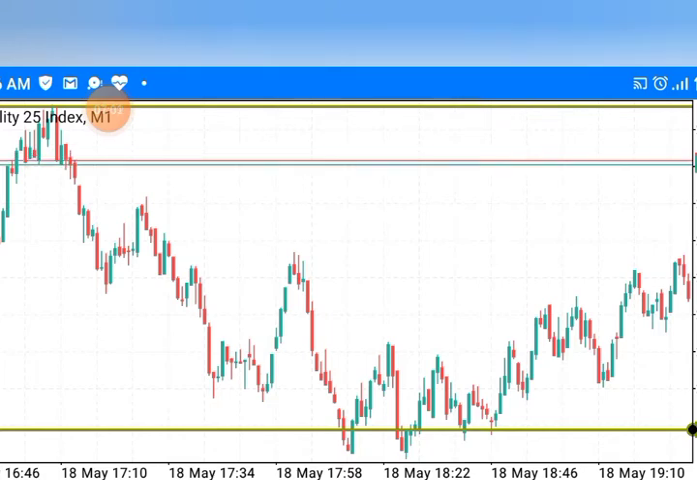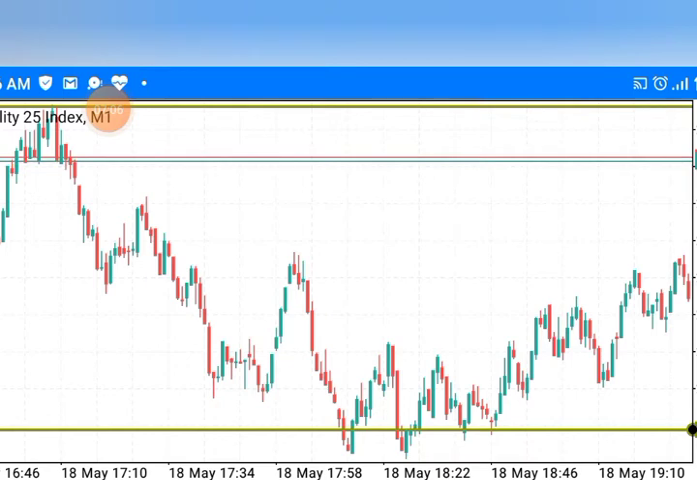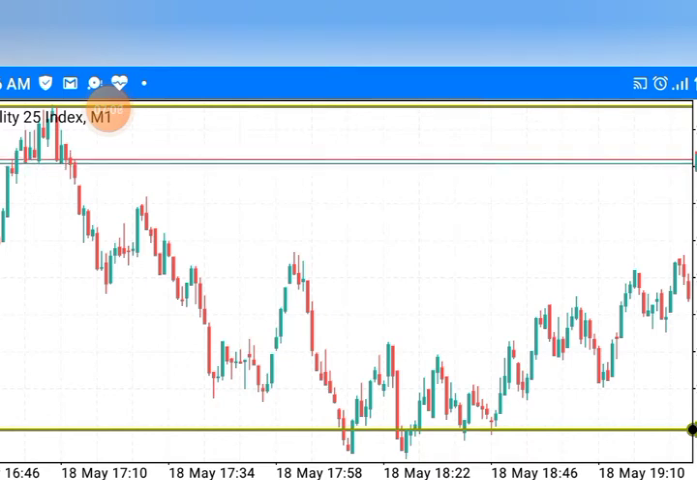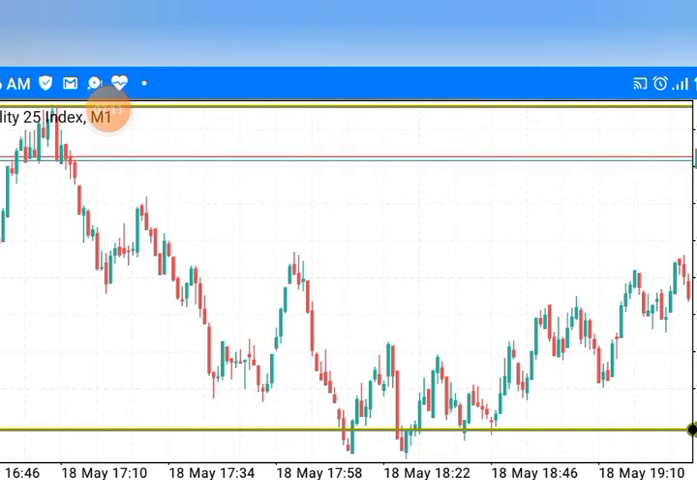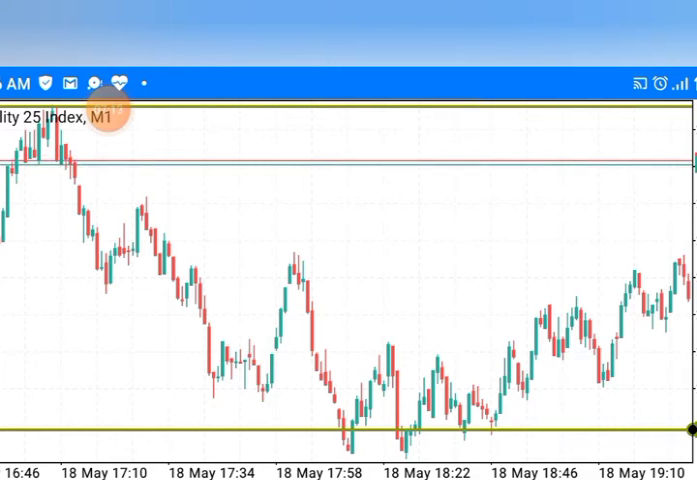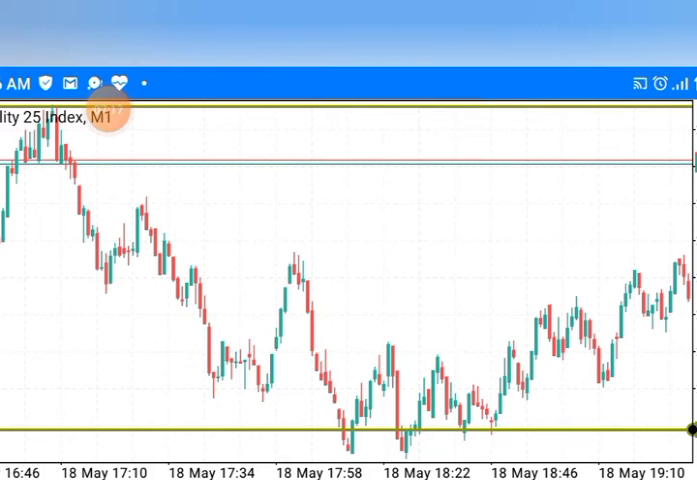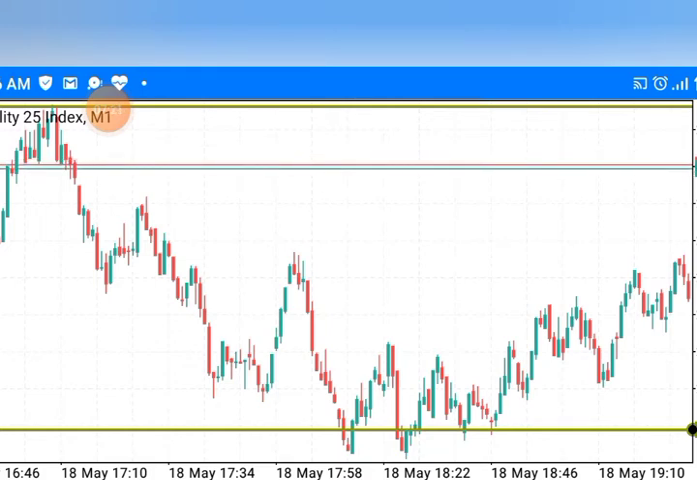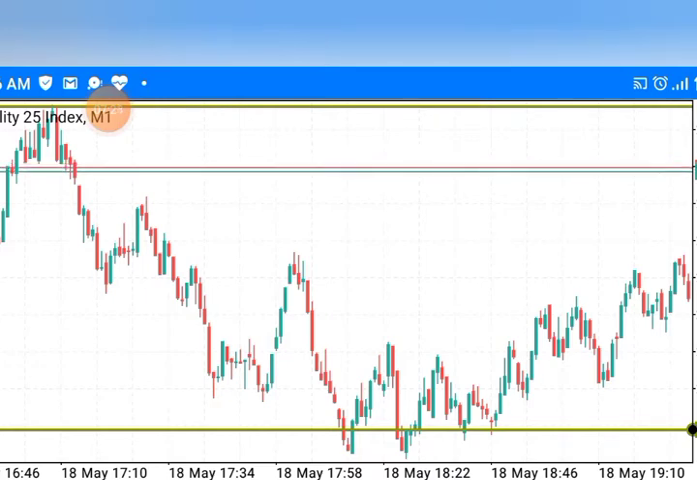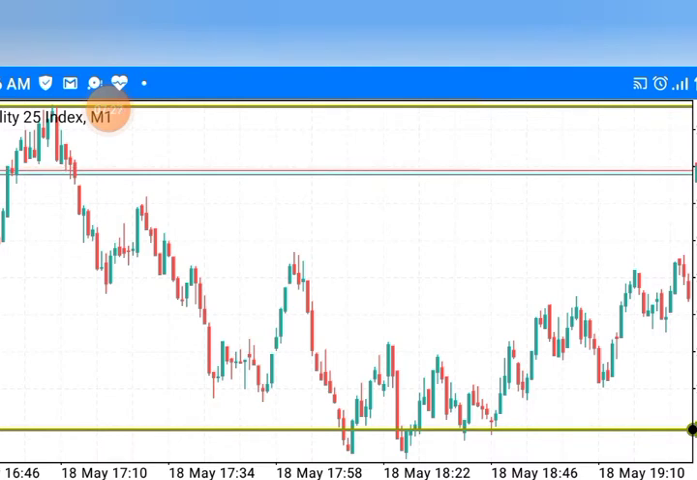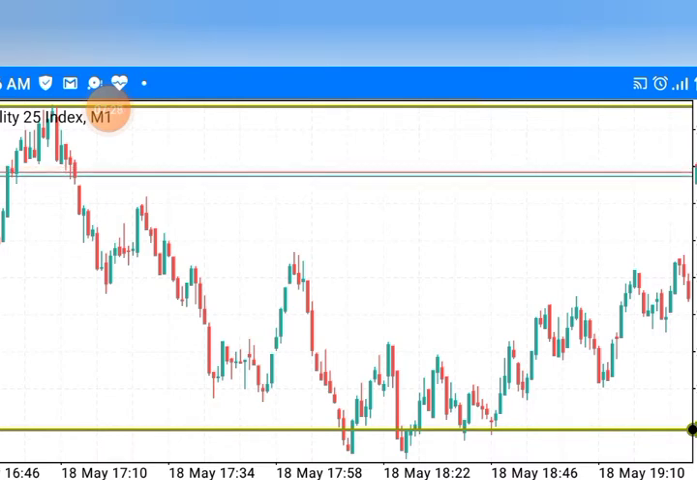Then the second confirmation, guys, is whenever price gets to that very place of support or resistance and gives you a rejection candle. The rejection candle can be in the form of a shooting star, a bullish engulfing candle, a bearish engulfing candle, a hammer, and so on. So these are the two key points that you need to note.